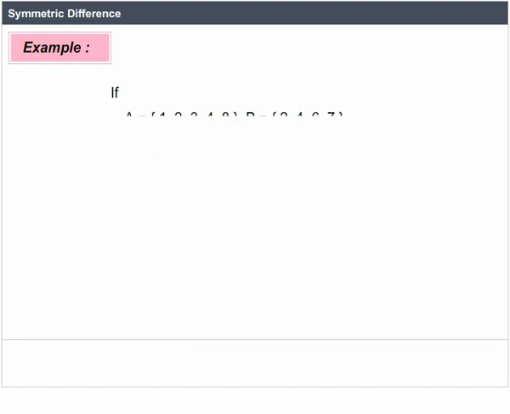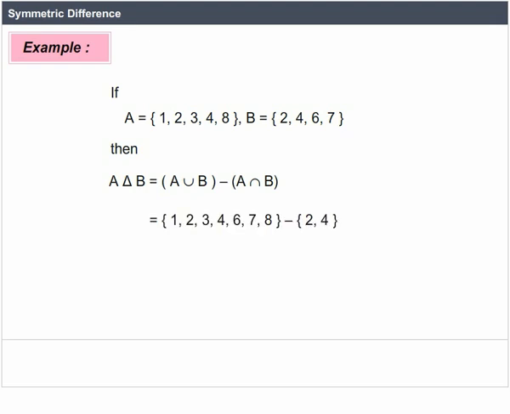Example. If A equals {1, 2, 3, 4, 8} and B equals {2, 4, 6, 7}, then A delta B equals A union B minus A intersection B, which equals {1, 2, 3, 4, 6, 7, 8} minus {2, 4}. Then finally A delta B equals {1, 3, 6, 7, 8}.